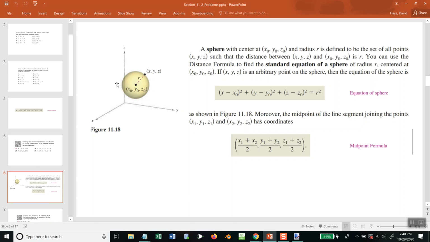Now we got a sphere, and just like when we had a standard form for the circle, we got a standard form for the sphere. And with the center at x naught, y naught, z naught, and radius r, then our standard form is x minus x naught squared plus y minus y naught squared plus z minus z naught squared equals r squared.